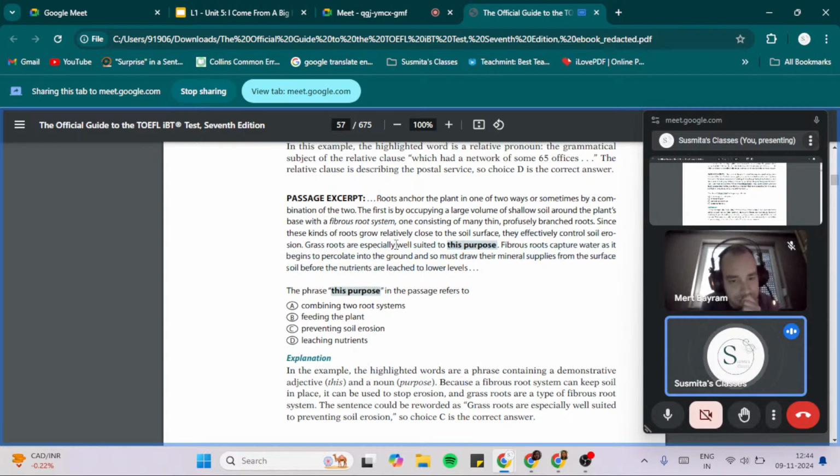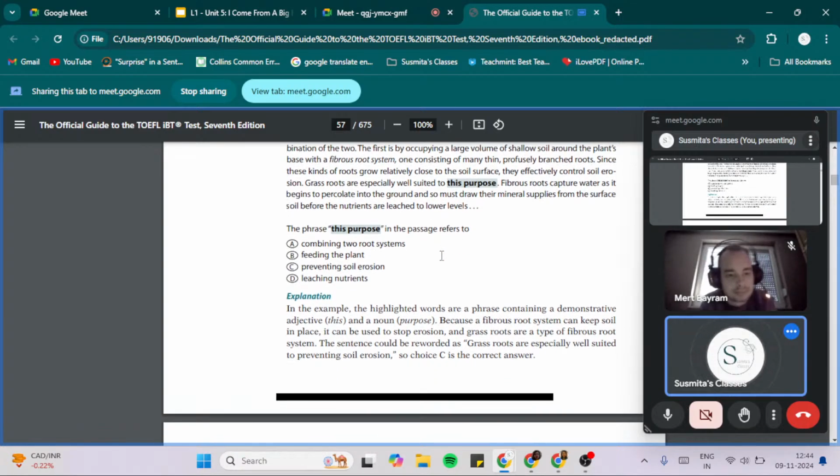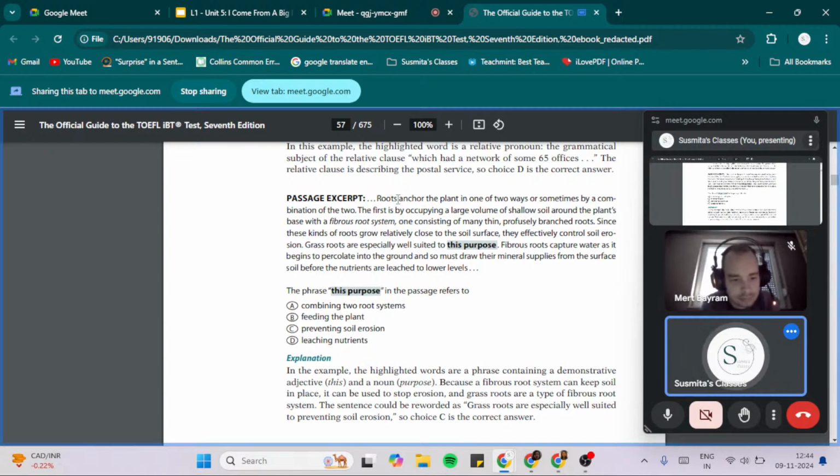Grass roots are especially well suited to this purpose. That's the reason. Okay, so it's a little confusing. That's what you will need practice with, I would say, when you solve the reading passages. But it's totally fine to try to read the paragraph again once you have selected the option. That's what would make sure that you have selected the correct option.